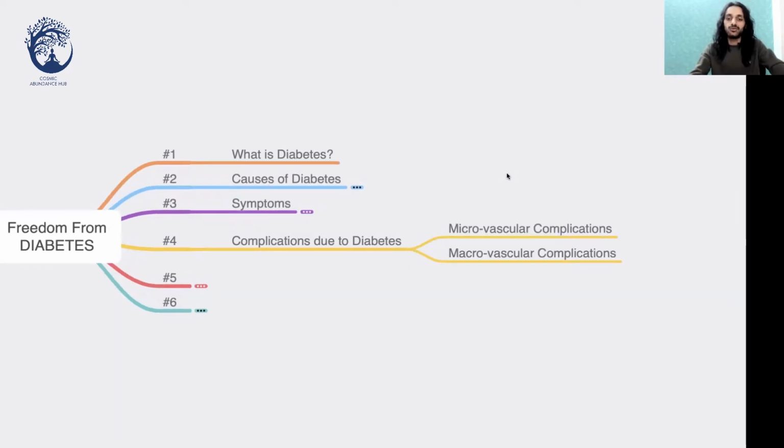There are two types of complications which we want to discuss today: microvascular complications and macrovascular complications. Let's go in a little bit and see the technical part of it, and then we see the therapeutic part of this. So what is microvascular and macrovascular? Vasculature is nothing but the blood supply.